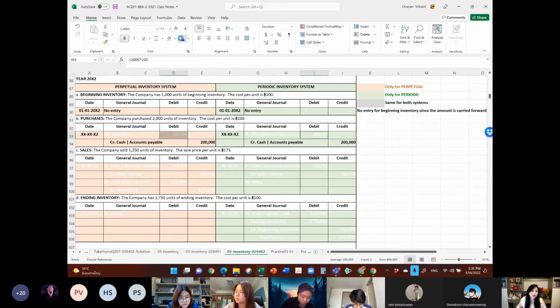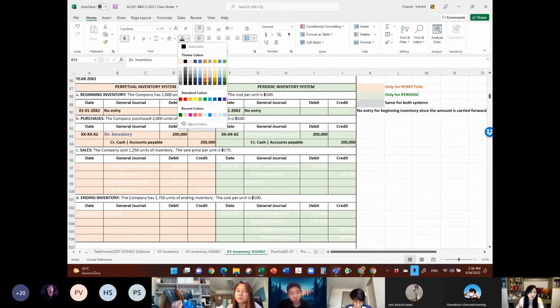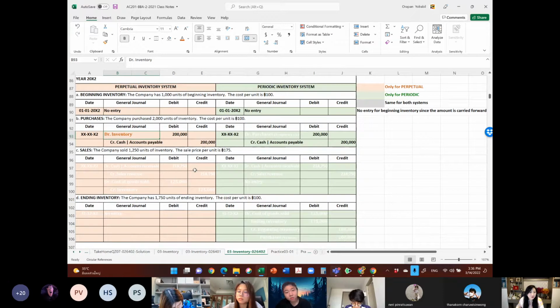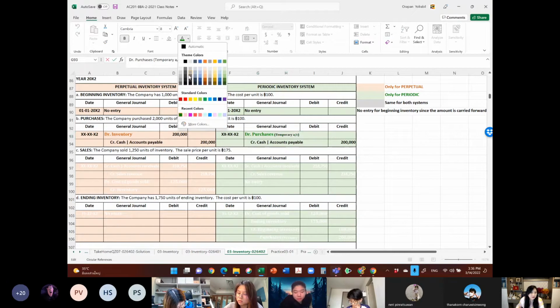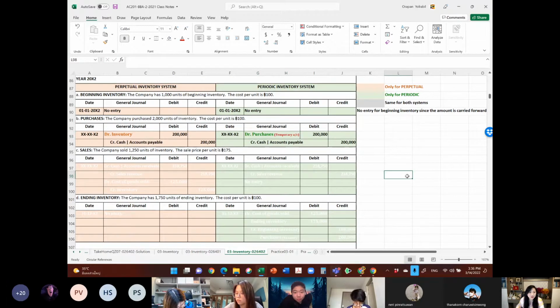And another thing that you have to know is how to record debit. If you are using perpetual system, you have to update the inventory directly. Okay, so the inventory must be recorded, updated continuously, right? So the debit here will go to the inventory. But if you are using the periodic system, you will not update the inventory balance, right? You will not update the inventory balance.